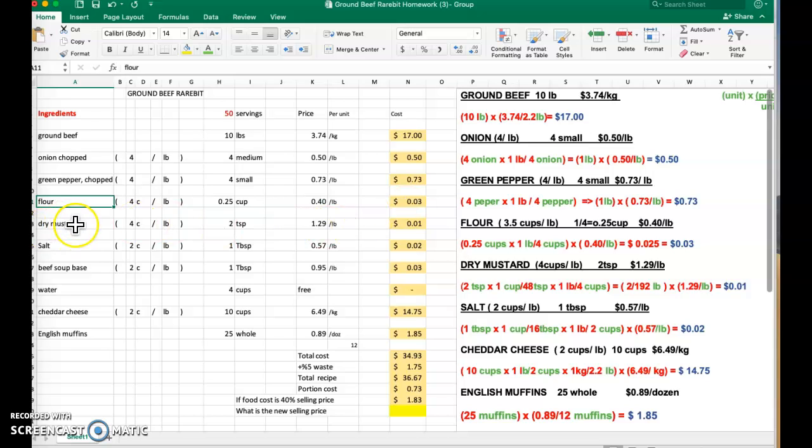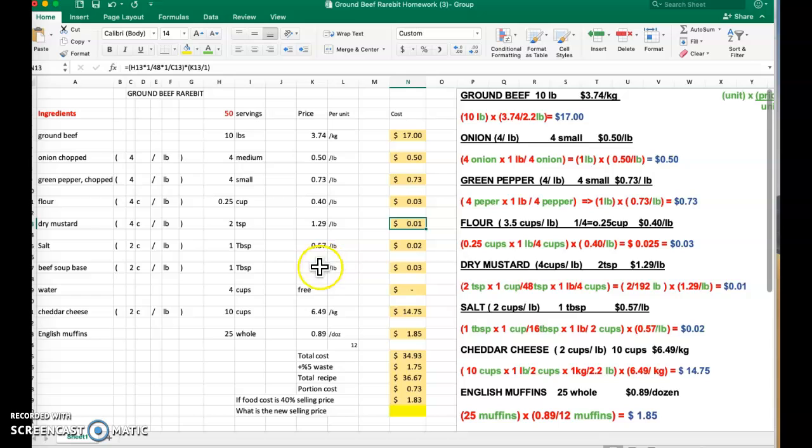Dry mustard, the same. I always have to convert here because the unit is teaspoons and pounds doesn't match, but they give you an idea, so I can calculate here to transform these 2 teaspoons into pounds and then do the formula and find the price for dry mustard. Salt, the same thing. Beef soup base, I did the same as well.